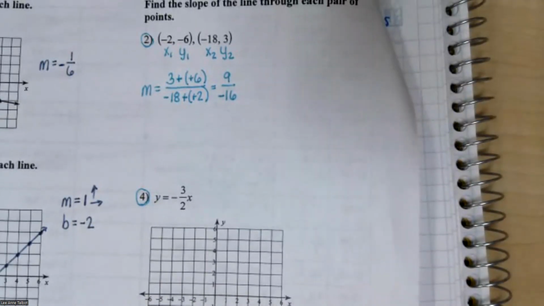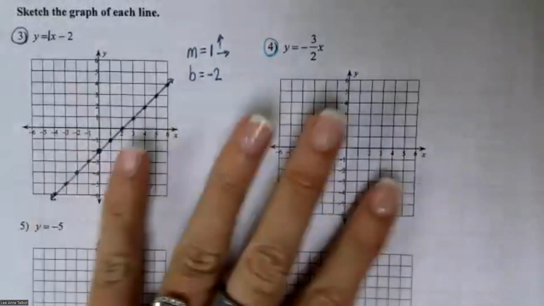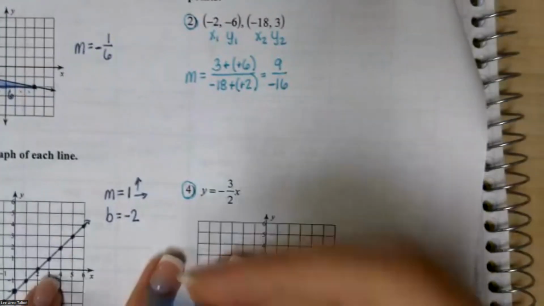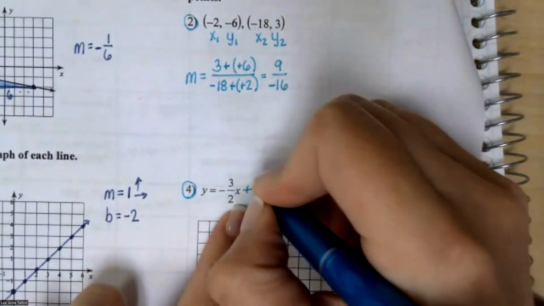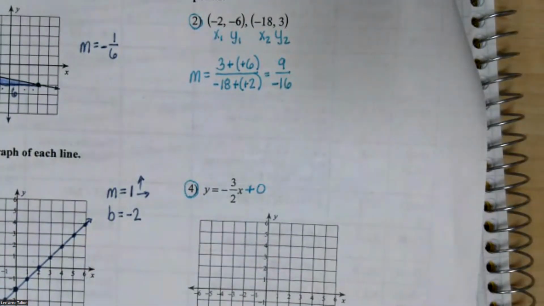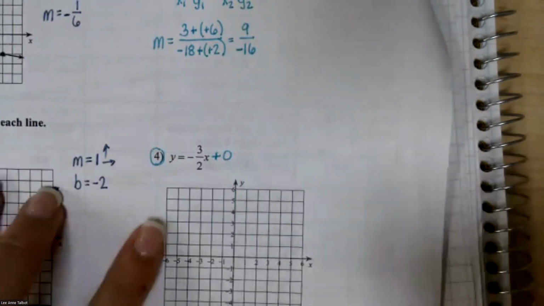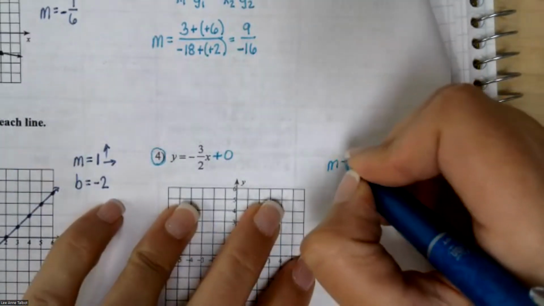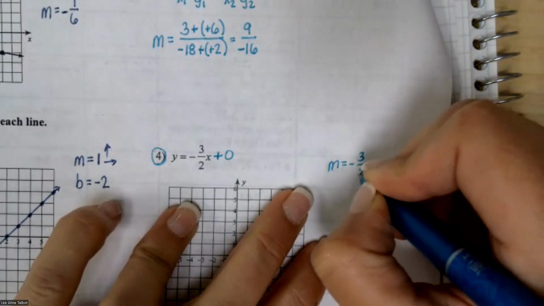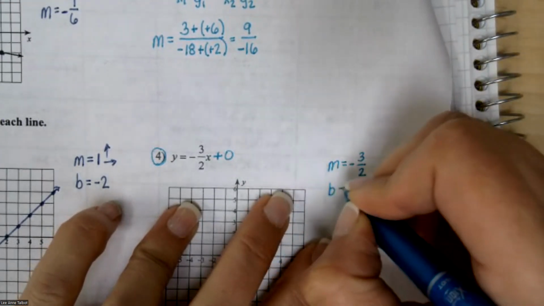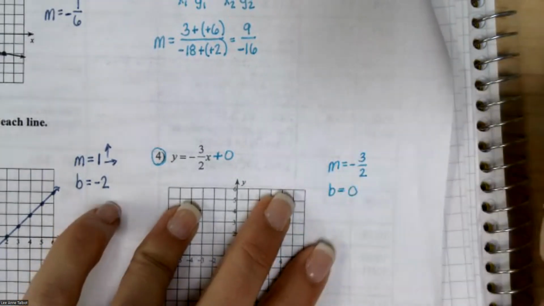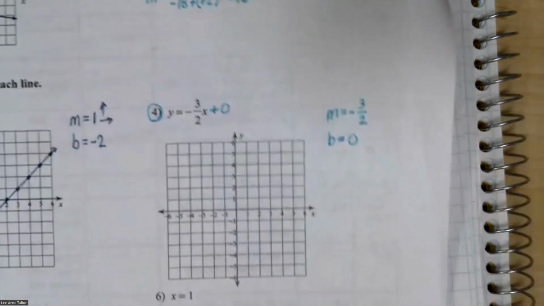All right, now number 4. Now remember, I told you guys these are all weird ones down here. And this one is missing the y-intercept, so I put +0 on the end. So the slope is -3/2. And b is 0.